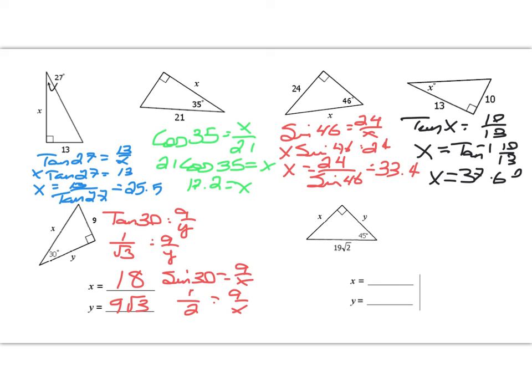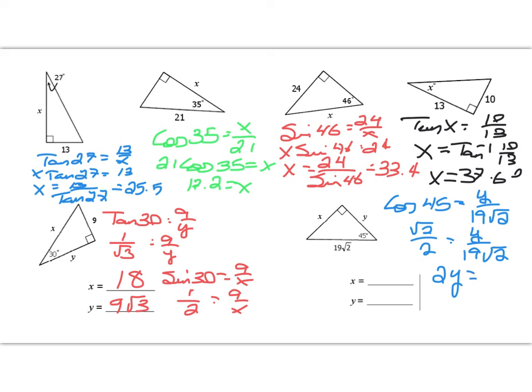So now this is a 45, 45, 90, which means I only have to solve one side because x and y are equal. So let's do cosine. Cosine of 45 is equal to the adjacent over the hypotenuse. And the cosine of 45 is the square root of 2 over 2 equals y over 19 square root of 2. So I've got 2y is equal to 19 times 2. Square root of 2 times the square root of 2 is 2. So 2y is equal to 38, which means y is equal to 19.